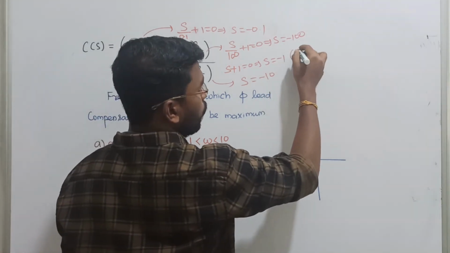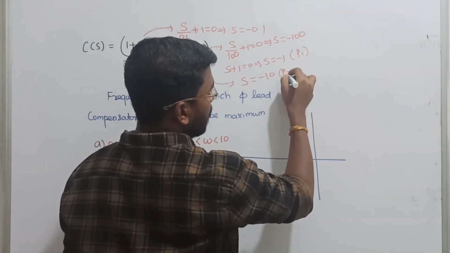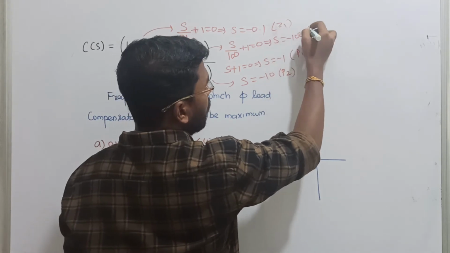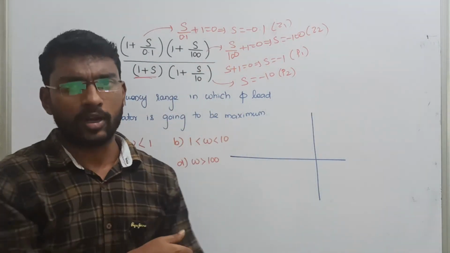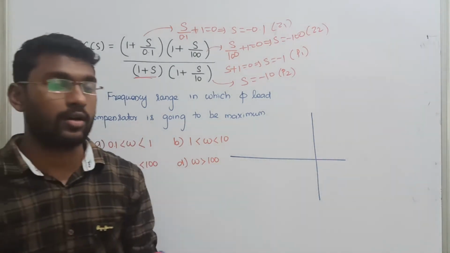Anyway, here I have 2 poles, p1 and p2. Similarly, I have 2 zeros, z1 and z2. Let us place them in ascending order. Negative, we know how to place, right? Negative ascending order. How will you place it?